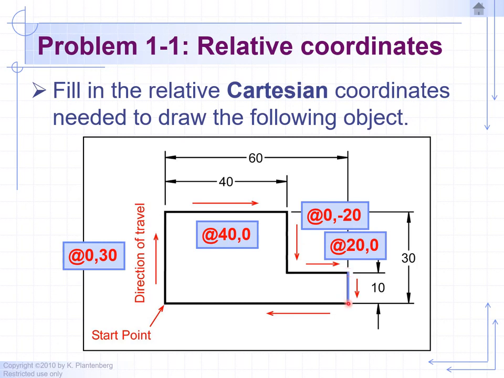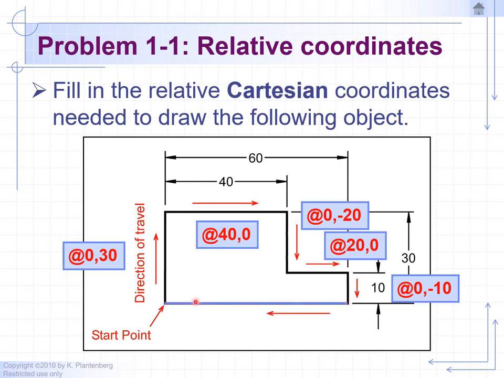The next line has a length of 10. So to go with respect to the last point, we're going to type in @ 0 because we're not going in a horizontal direction, comma, minus 10, letting AutoCAD know we're going downward vertically 10 units, and enter.